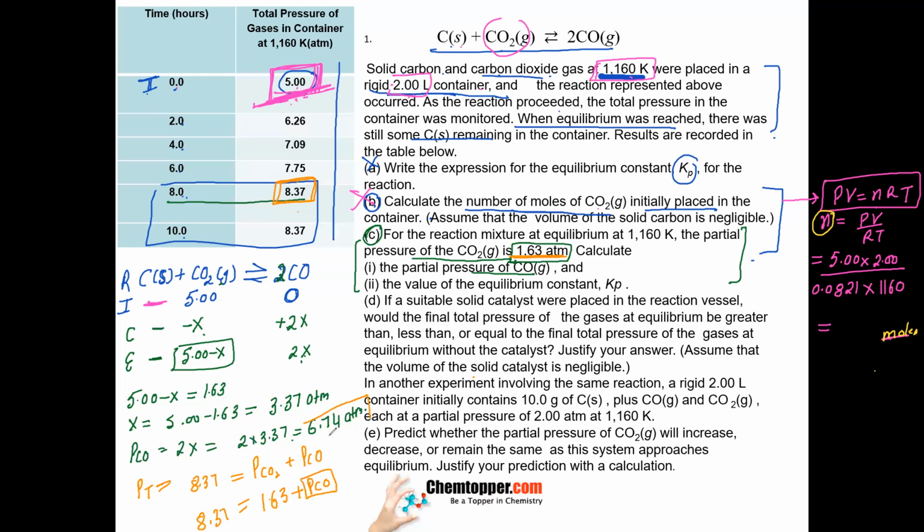Are you getting the same answer? Can you check it, children? Are we getting the same answer, Azuni? So there are two ways of solving it. You can use the RICE table or you can use this P total equation because they have given you P total here in the table, total pressure.